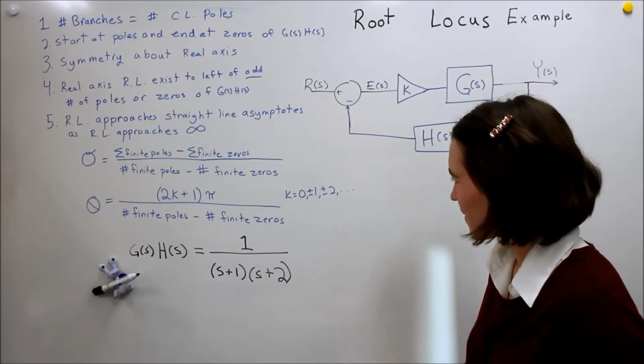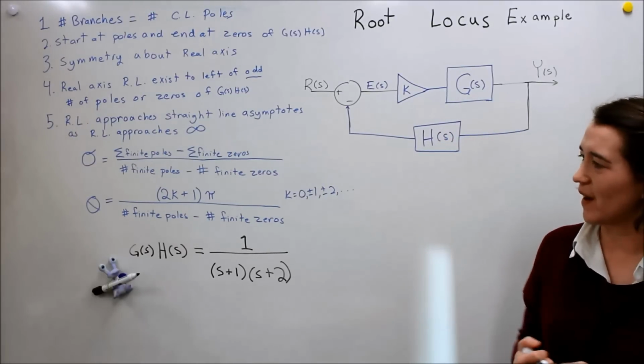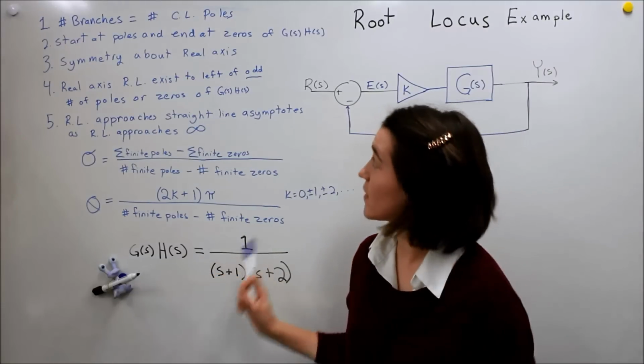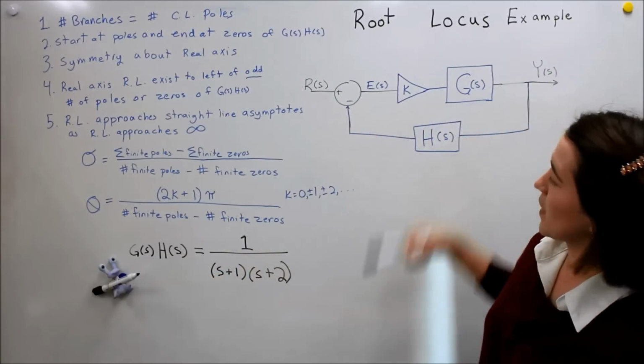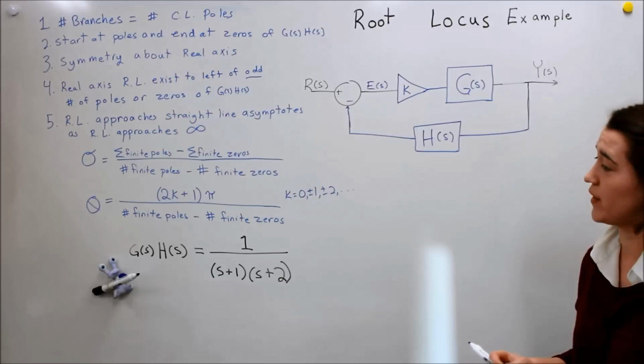Okay, so let's solve this problem and draw the root locus for it. Here is our equation, G of H. Check to make sure that that's what we're modeling here. Great. So now we need to find the zeros and poles of the system.